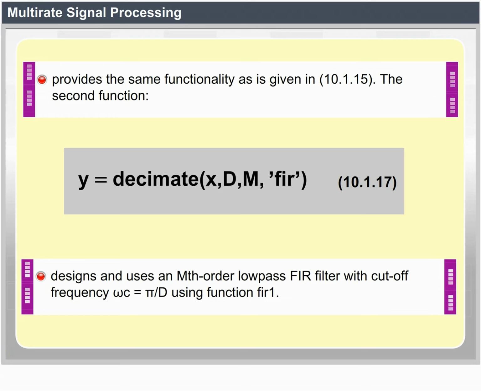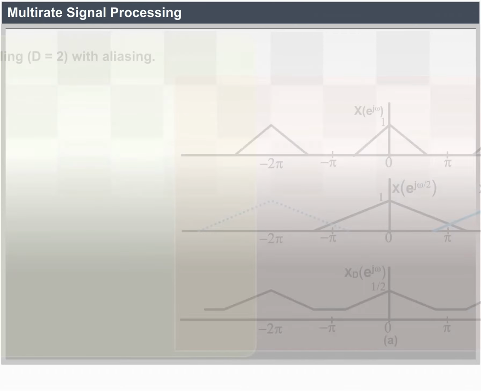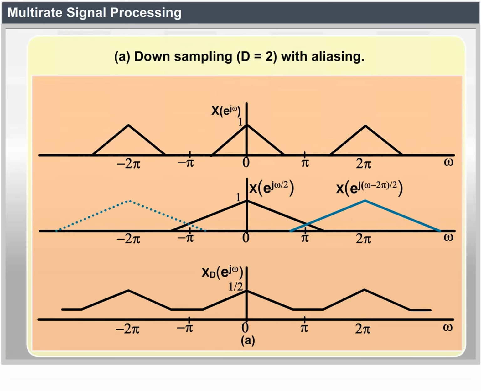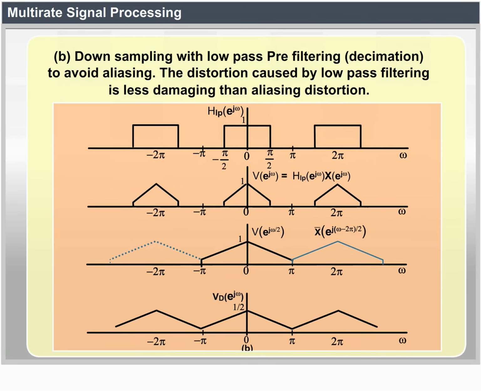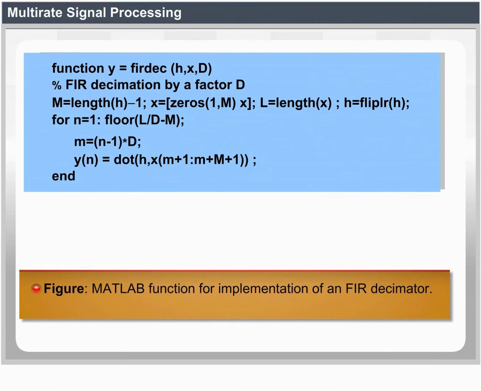Figure A. Downsampling, D equal to 2, with aliasing. B. Downsampling with low pass pre-filtering, decimation, to avoid aliasing. The distortion caused by low pass filtering is less damaging than aliasing distortion. Figure: MATLAB function for implementation of an FIR decimator.